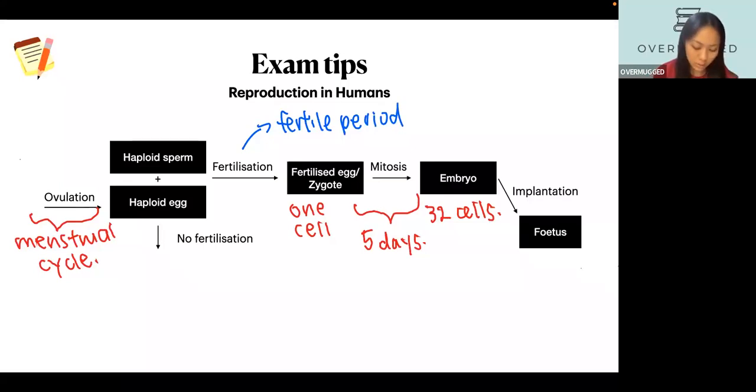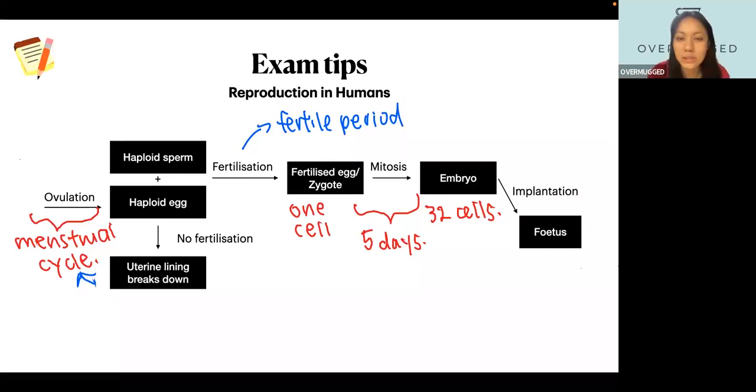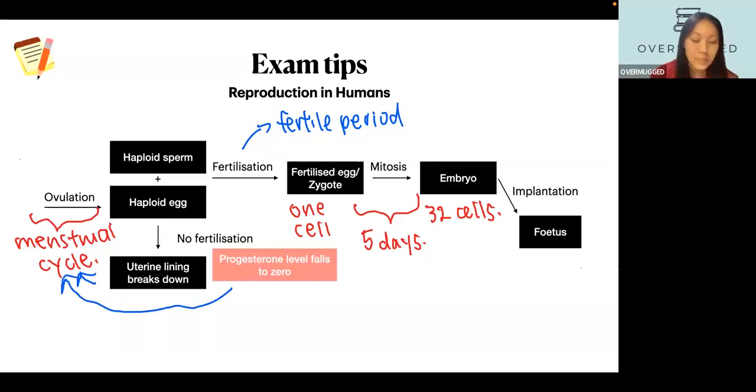So the uterine lining breaks down. This goes back to the menstrual cycle part. And then another factor here is the hormones. Progesterone level will fall to 0. This is also your menstrual cycle. You should know the level of progesterone and estrogen. But if there is fertilization, the progesterone level persists to maintain the uterine lining. So there will be a high amount of progesterone to maintain the thickness of the uterine lining, instead of repeating the menstrual cycle, right? The uterine lining will be thick throughout the 9-10 months of pregnancy. Okay.